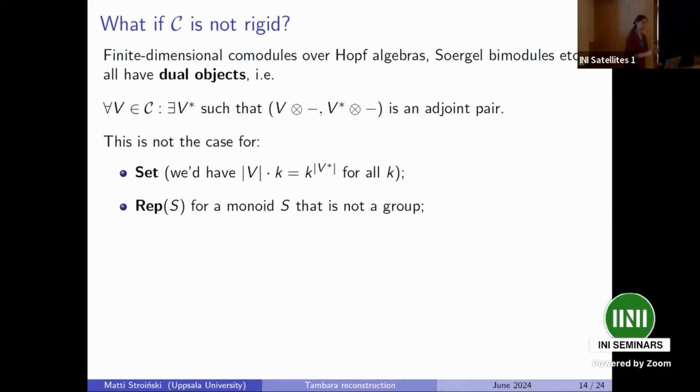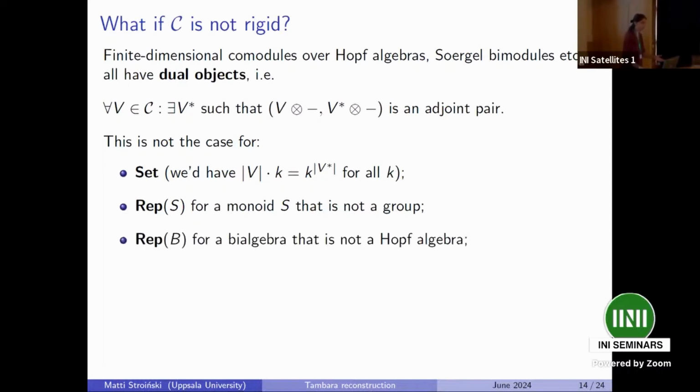But okay, more representation theoretically, we can consider representations of monoids that are not groups. This will not have duals for all objects. Some objects will have duals, but not all. More generally, we could take a bialgebra, which is not a Hopf algebra. In particular, a semigroup algebra would work. If we want to be a bit fancy, we can take G-crystals for a semisimple algebra.